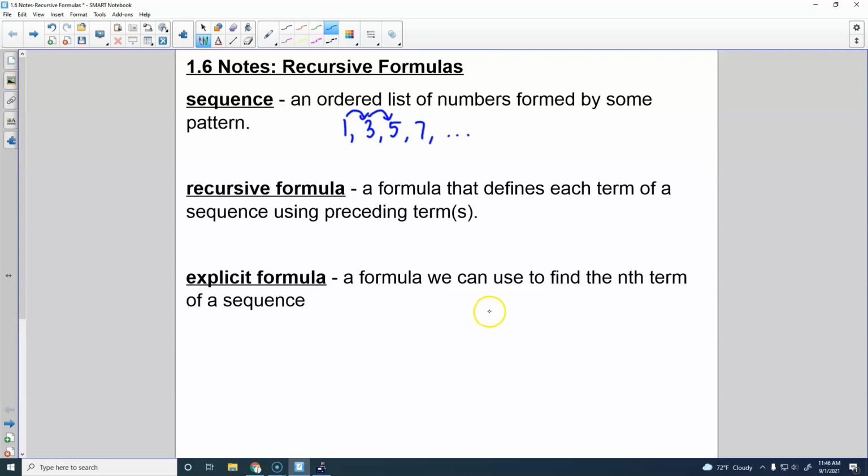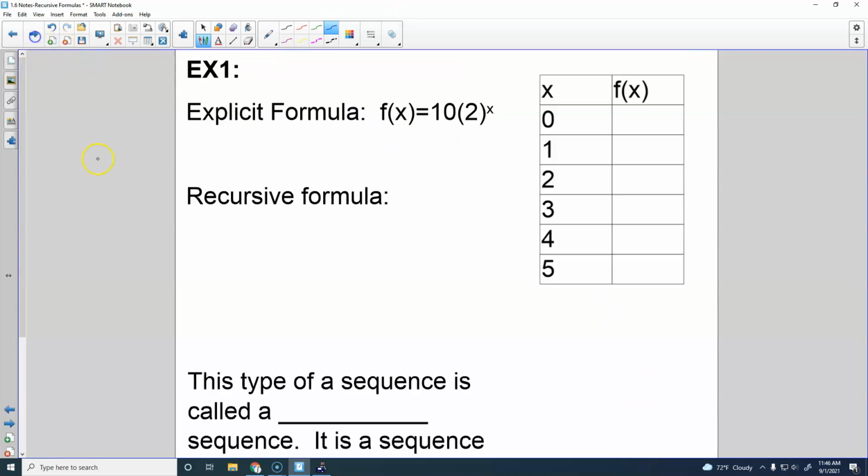An explicit formula is a formula we can use to find the nth term of a sequence. That's what we're used to doing in math. Like whenever I give you a function f of x equals 3x plus 5, that's an explicit formula. Because if you want to know when x equals 7, what the y value is, you just plug in 7, right? You just plug the number in. You don't have to know the numbers before.